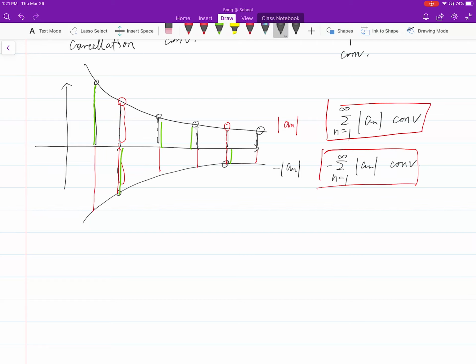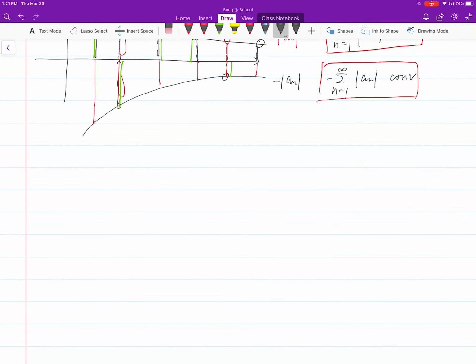Okay. If you want to put it into algebra, it's very easy to see. Basically, you just use a simple fact. a_n is less than or equal to the absolute value of a_n. Right? If it's negative, it's less than. If it's positive, they are exactly equal. Meanwhile, a_n is definitely bigger than or equal to negative the absolute value of a_n. It's actually kind of in between.